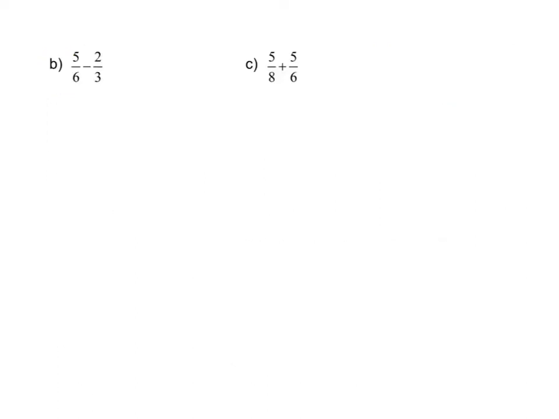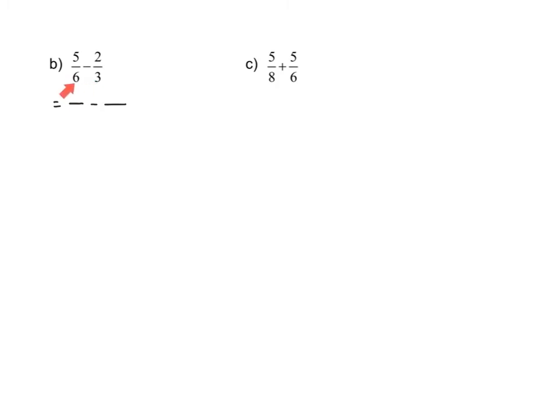So we'll look at a few more examples here. In part B, we have 5/6 take away 2/3. So again, what we're going to do is write out two empty fractions. So first fraction, take away the second fraction. We're then going to look at the denominators, 6 and 3. Now this is not a common denominator. These are obviously different.